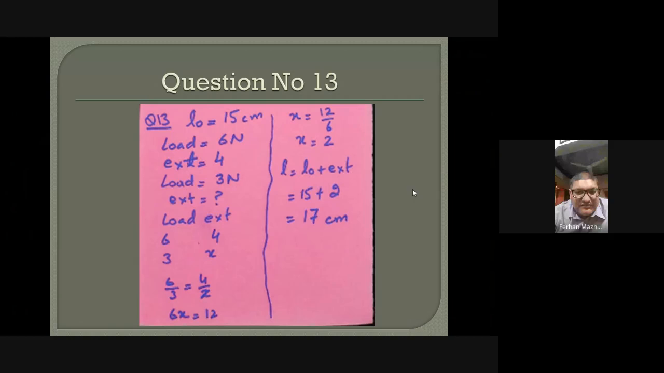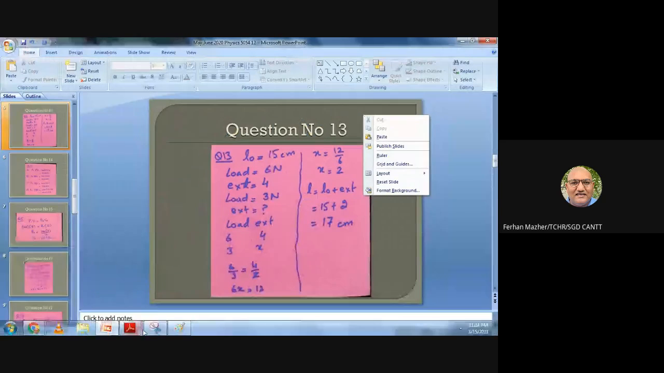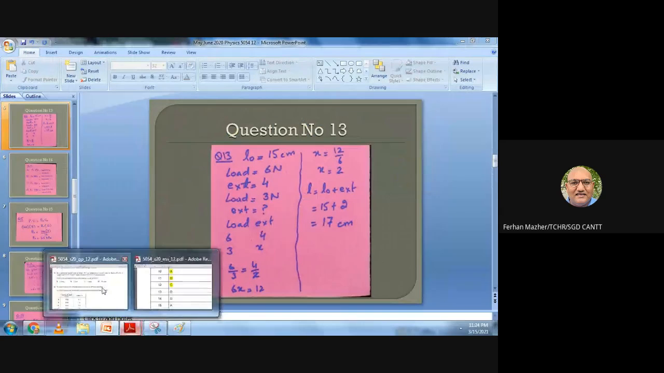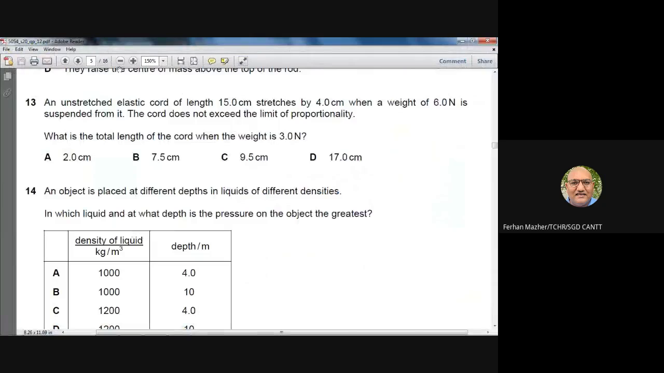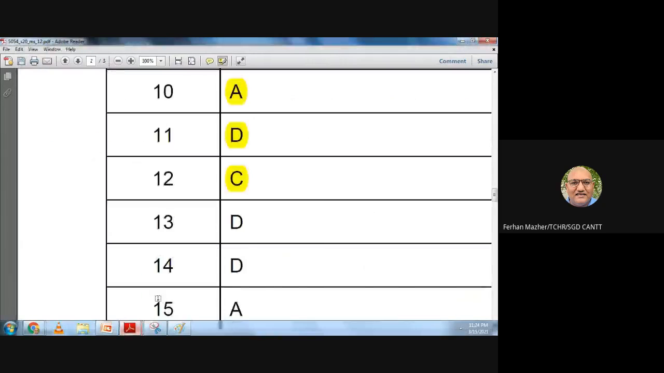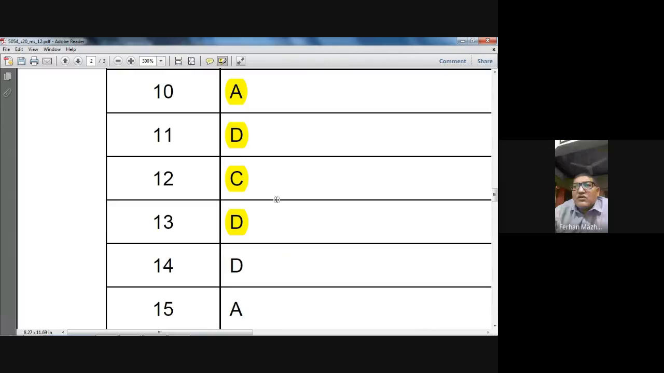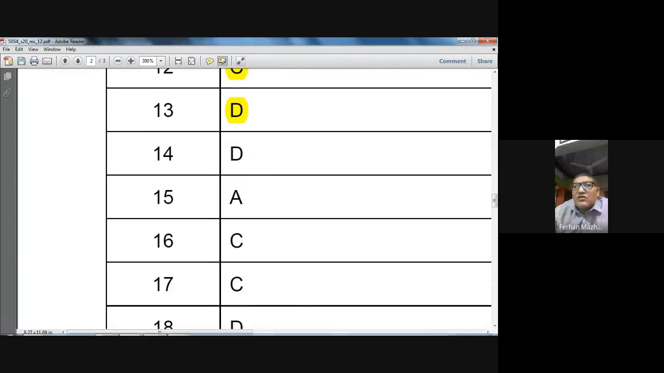This is a question on Hooke's law. I hope that you have understood. 17 centimeter, D is the option. Let's check. Question number 13, D is the option.